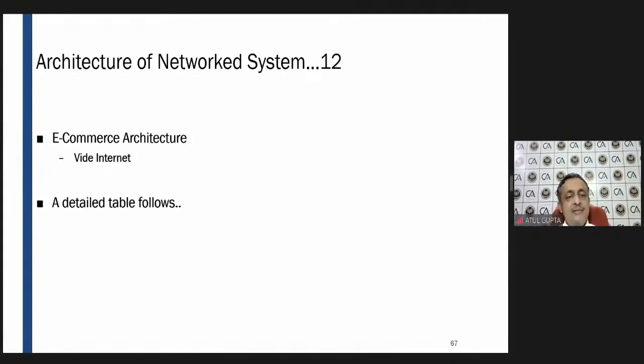Next is e-commerce architecture via internet. A detailed table follows. So let us go to the table. So e-commerce architecture via internet, and e-commerce architecture via mobile. So what difference does it create?